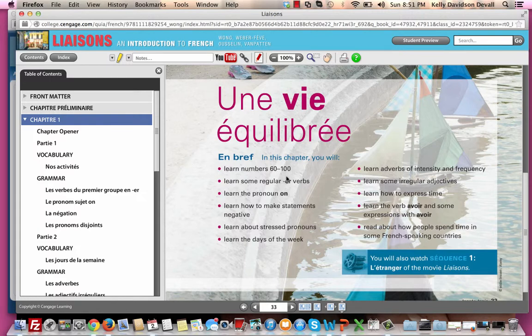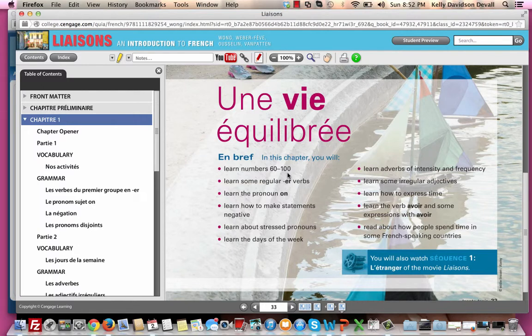So in this chapter, we're going to start off with some vocabulary. And we can see on page 33, maybe this is one of those pages that seems unimportant, but when we're looking for context in a foreign language, it can really help us. So our vocabulary will include numbers 60 through 100.